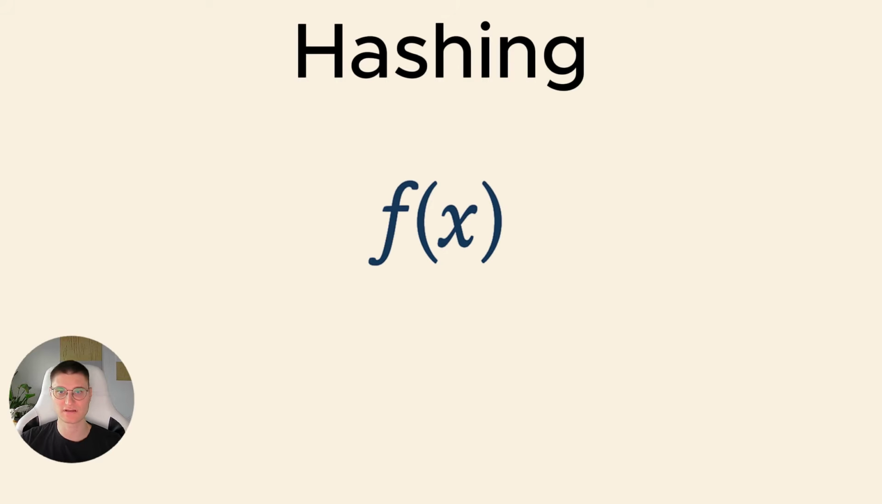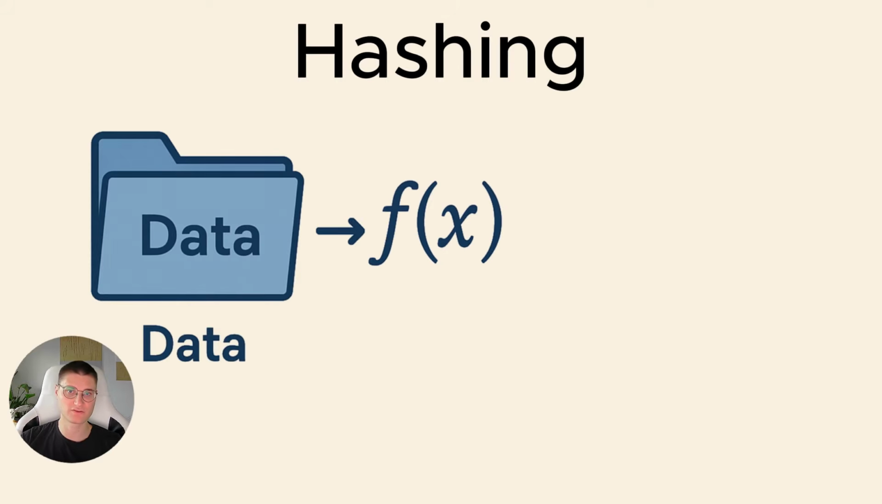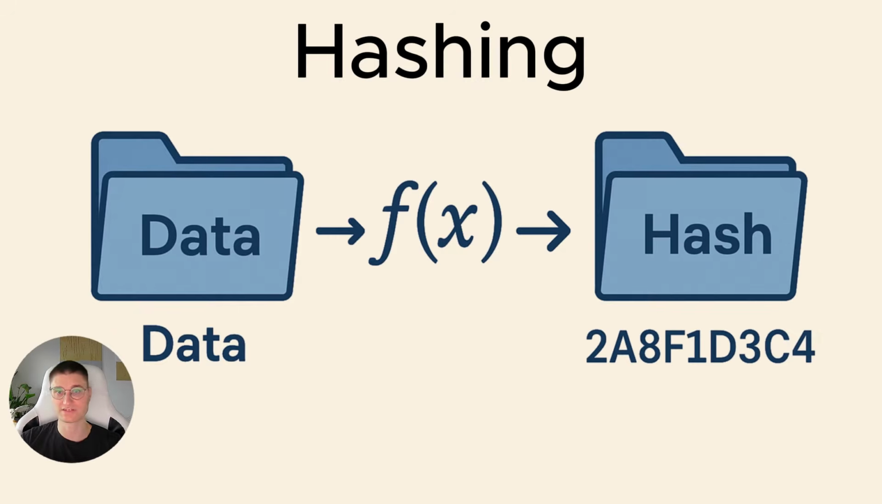Hashing uses a mathematical function to transform data into a fixed length value called a hash. The key property of hashing is that it is one way. You can hash data, but you cannot reverse it to get the original input. Hashes are often used for data integrity and verification.